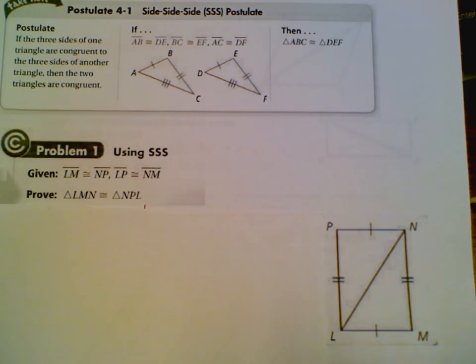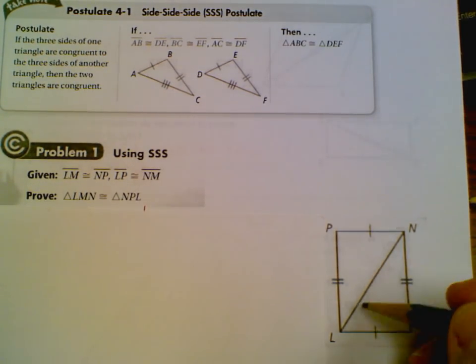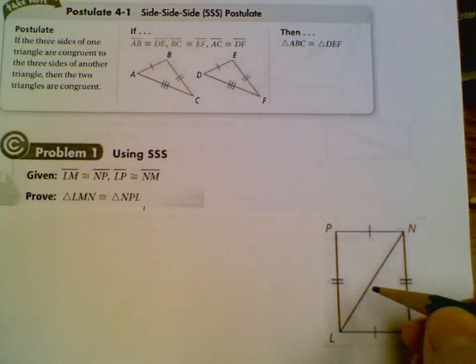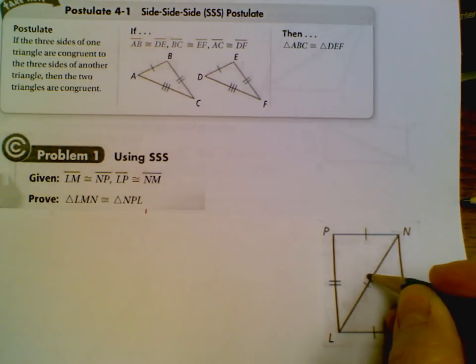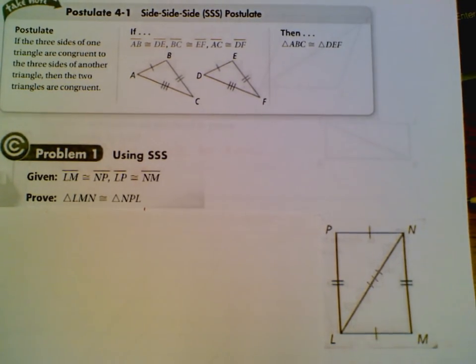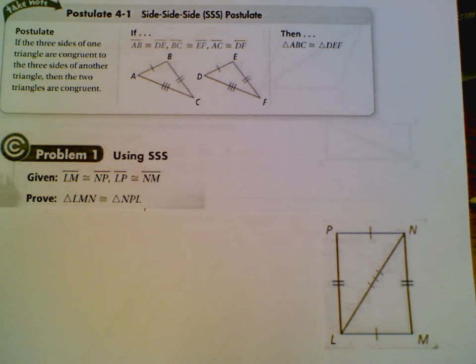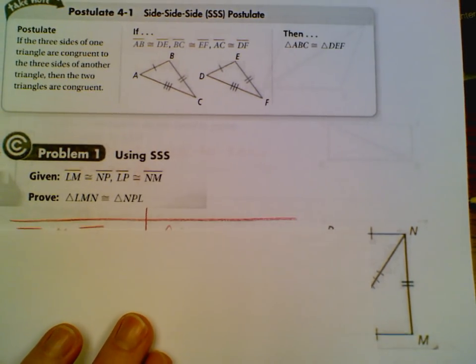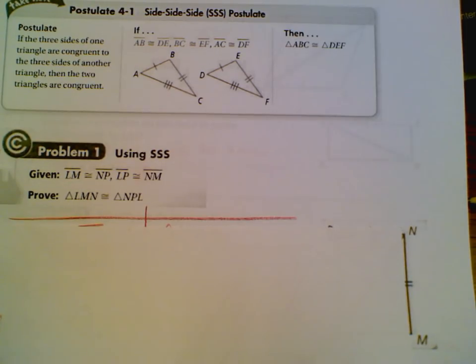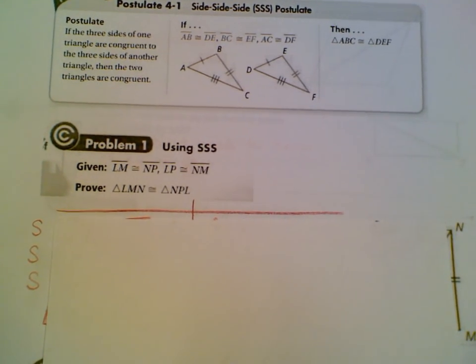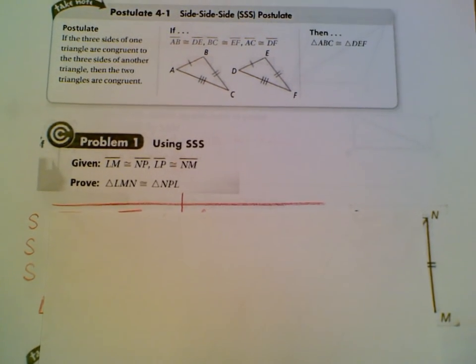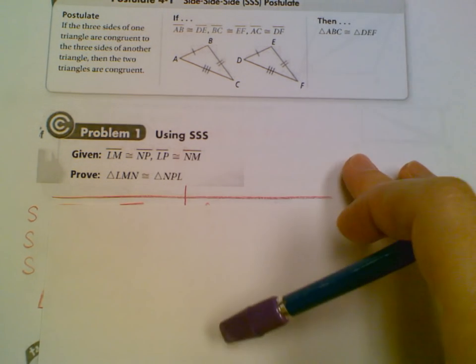However, I do see that the side they share would be congruent to itself. So notice that they have line LN congruent to itself, and so therefore I would have my three sides to set up side, side, side. What I would suggest is go ahead and set up your table, and then along the side, since we showed that it's going to be side, side, side, we're going to put SSS to indicate what things we need to have.